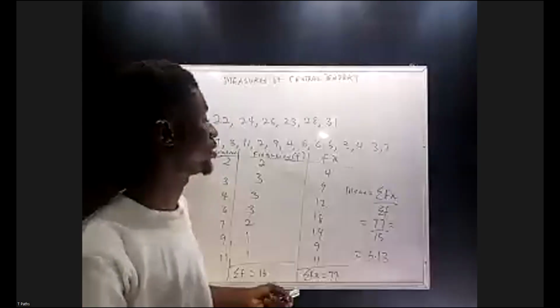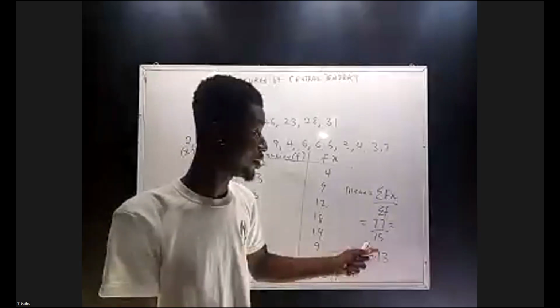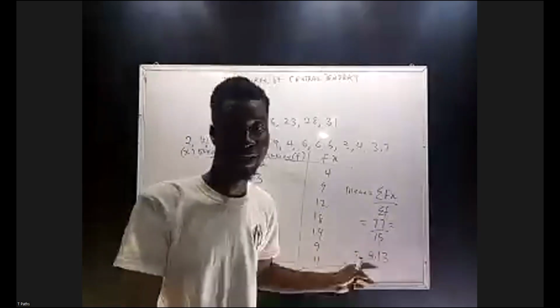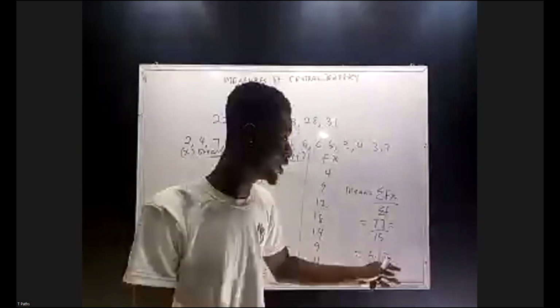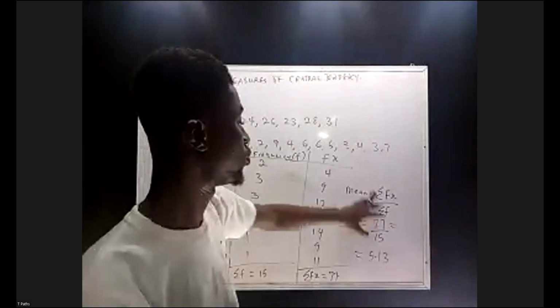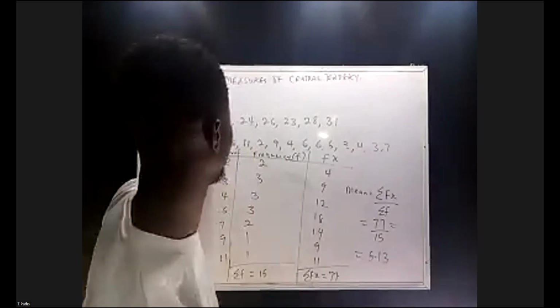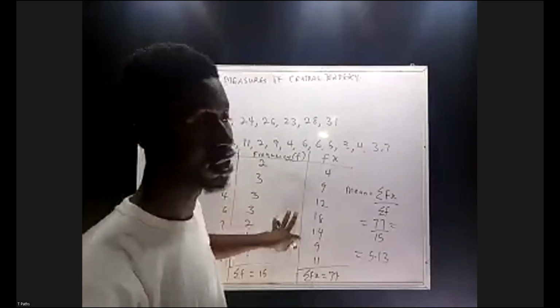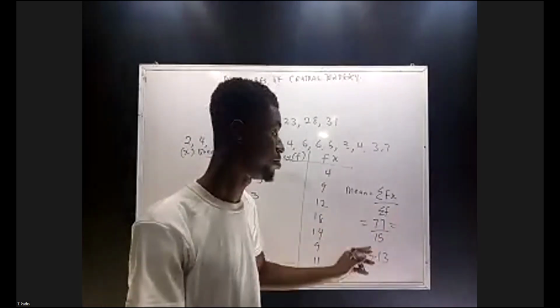5.13. So that tells me that the mean of this set of data is simply 5.13. Do you get it now? This is an example of good data, and this is simply the mean.